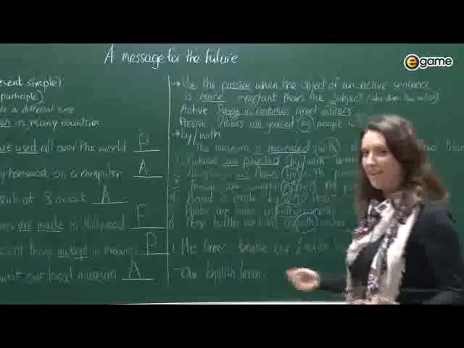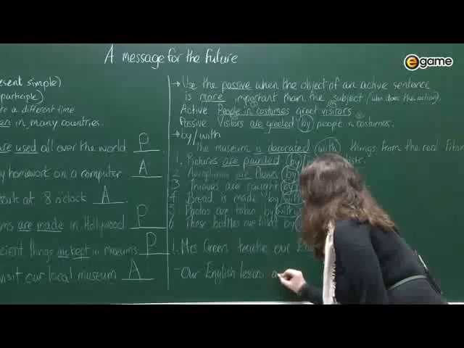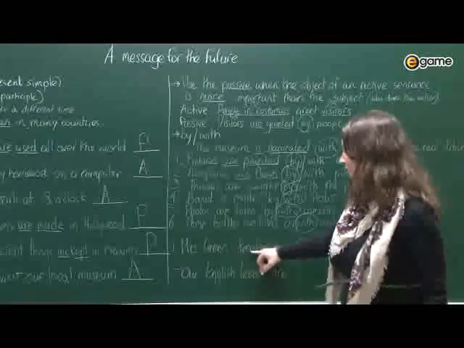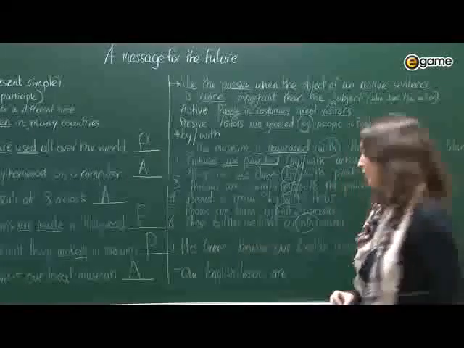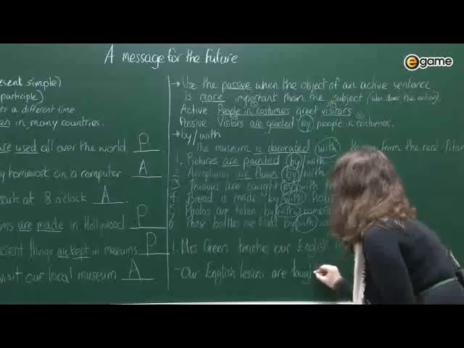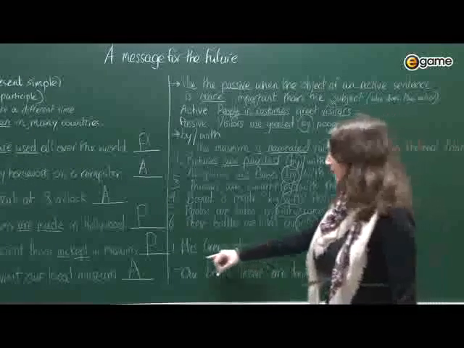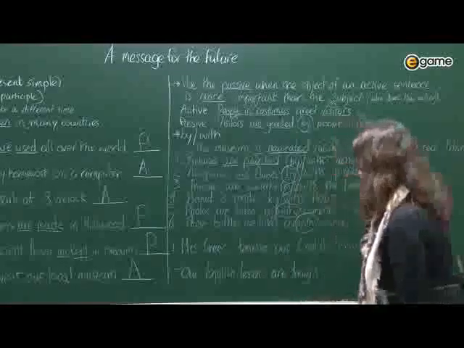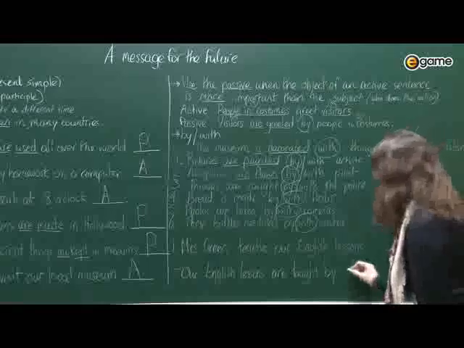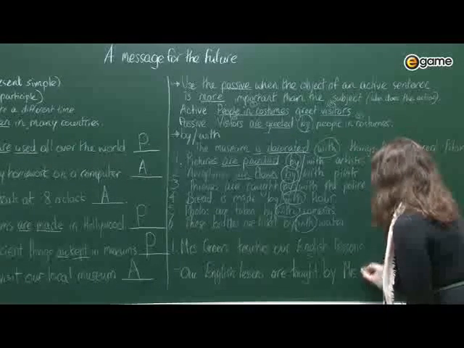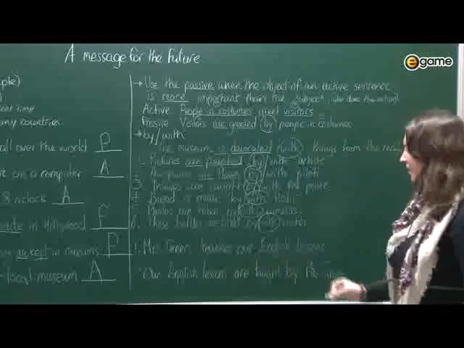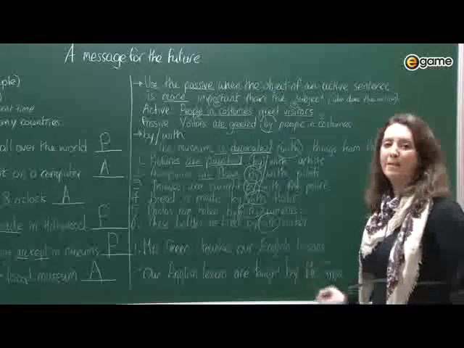Okay, and it's plural, English lessons, so we use are. And we want the past of teaches, which is taught. Are taught. And the subject is a person, so it's by. And then finally the subject, Mrs. Green. Our English lessons are taught by Mrs. Green.